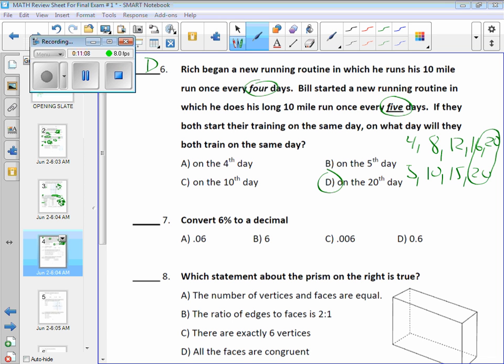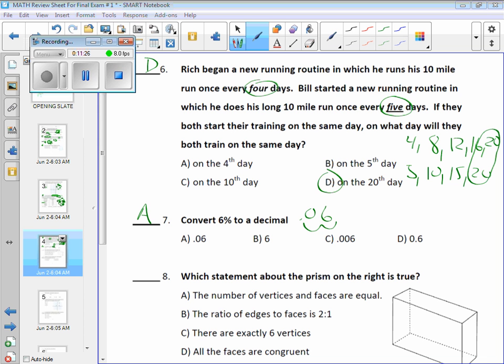I think number 7, well, raise your hand. If you got number 7 right, raise your hand. Yeah, okay, so we got that. The understanding of it is move the decimal over 2 places, and you get A. Okay?